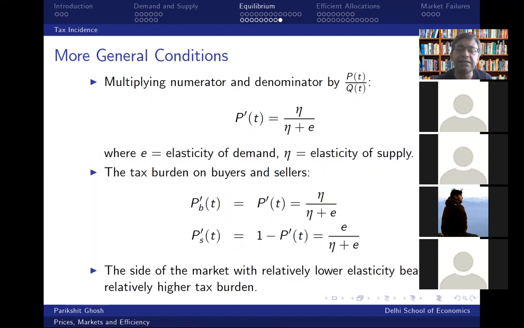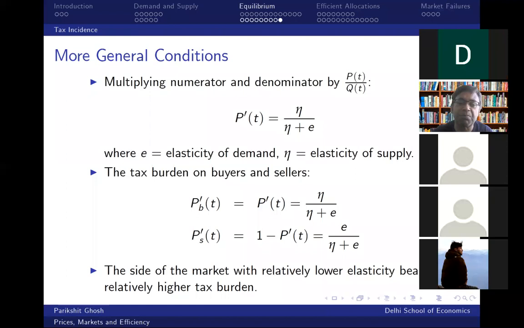It's like electricity for our homes or something like that, right? And that means that the other side can pass on the burden of the tax entirely to the buyers, because buyers will buy the same amount no matter how much you raise the price. So a low elasticity of demand means fewer outside options for the buyers, and that's why they end up bearing a big part of the burden of the tax.